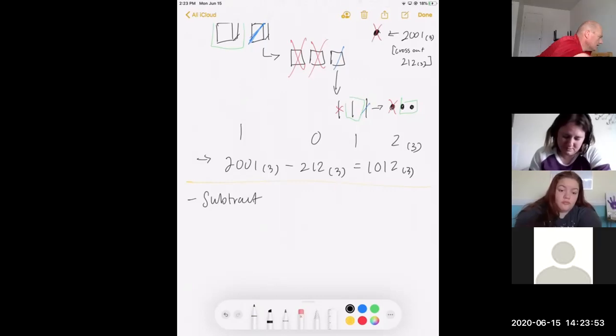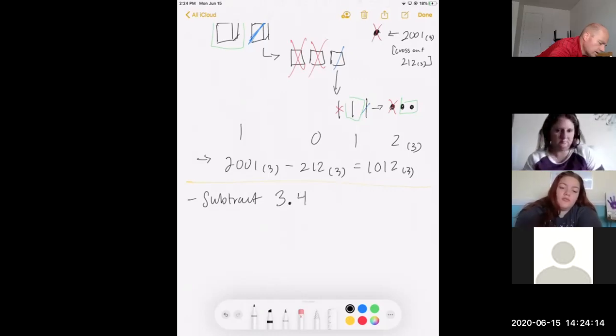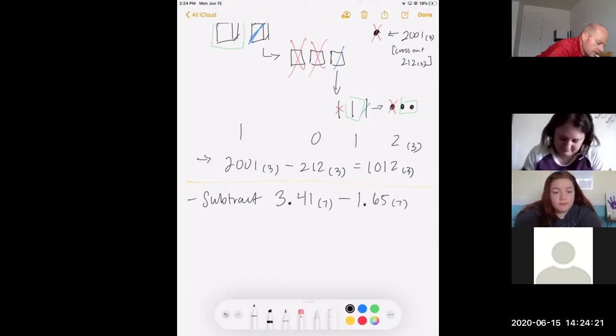We want to subtract one thing. We'll just do the chip model with this one. We're running out of time. 3.417 base 7 subtract 1.657 base 7. Okay, with the chip model.